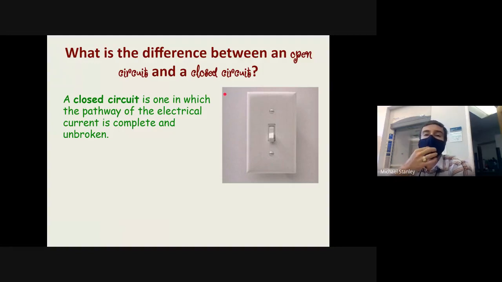So in order for electricity to flow and power that resistor, whatever it might be, to turn on that light bulb, you need what's called a closed circuit. In a closed circuit, the electric pathway is complete. You can run from one end of your voltage all the way through all the different parts to the other. There's no break in your circuit.